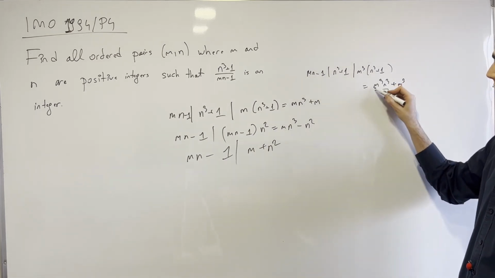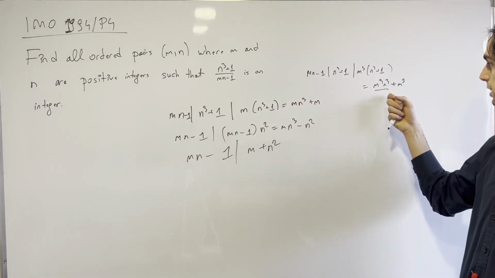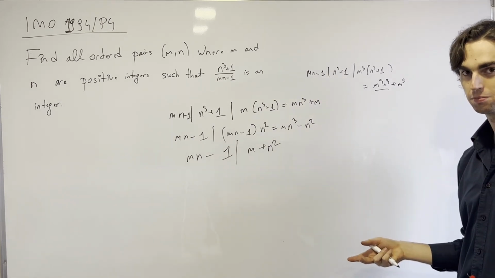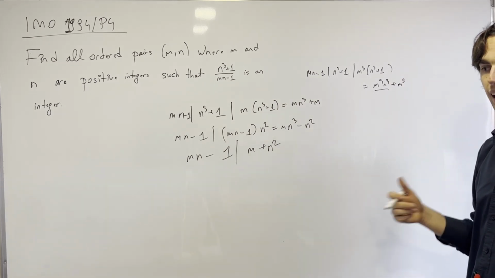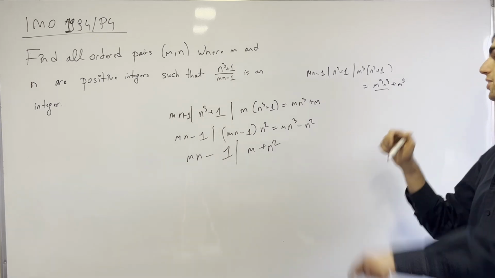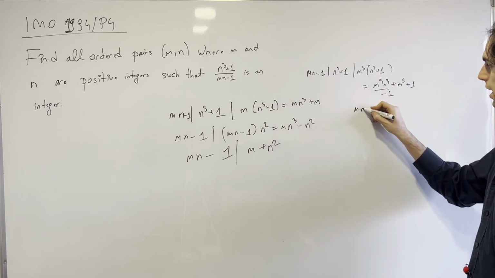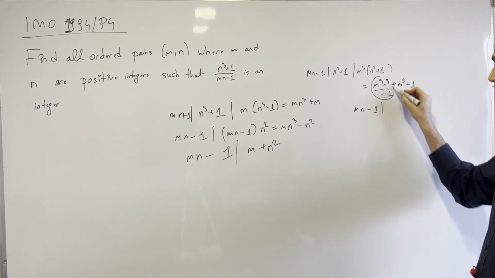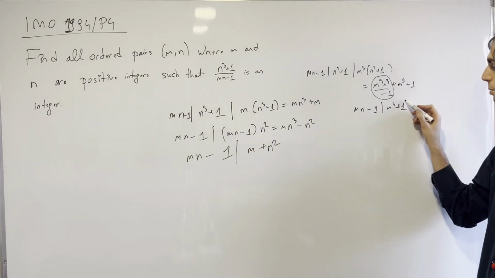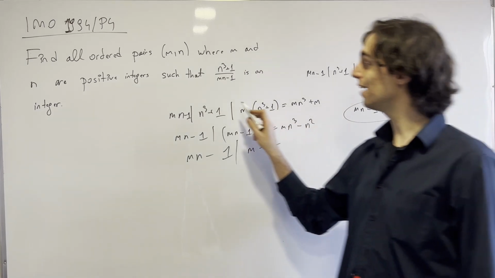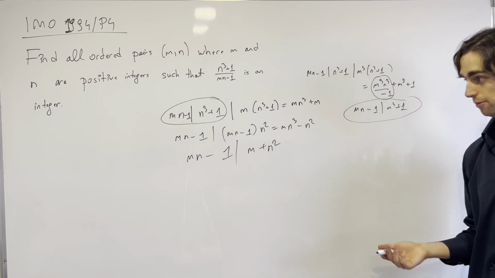Think of m times n as being equal to x. This is x minus 1 divides x cubed plus something. But I know x minus 1 divides x cubed minus 1 because I can factor it. So if I add a 1 here and subtract a 1 there, I get mn minus 1, because it does divide this, it needs to also divide m cubed plus n cubed. So now I have that this condition, in fact, is symmetric with respect to m and n.